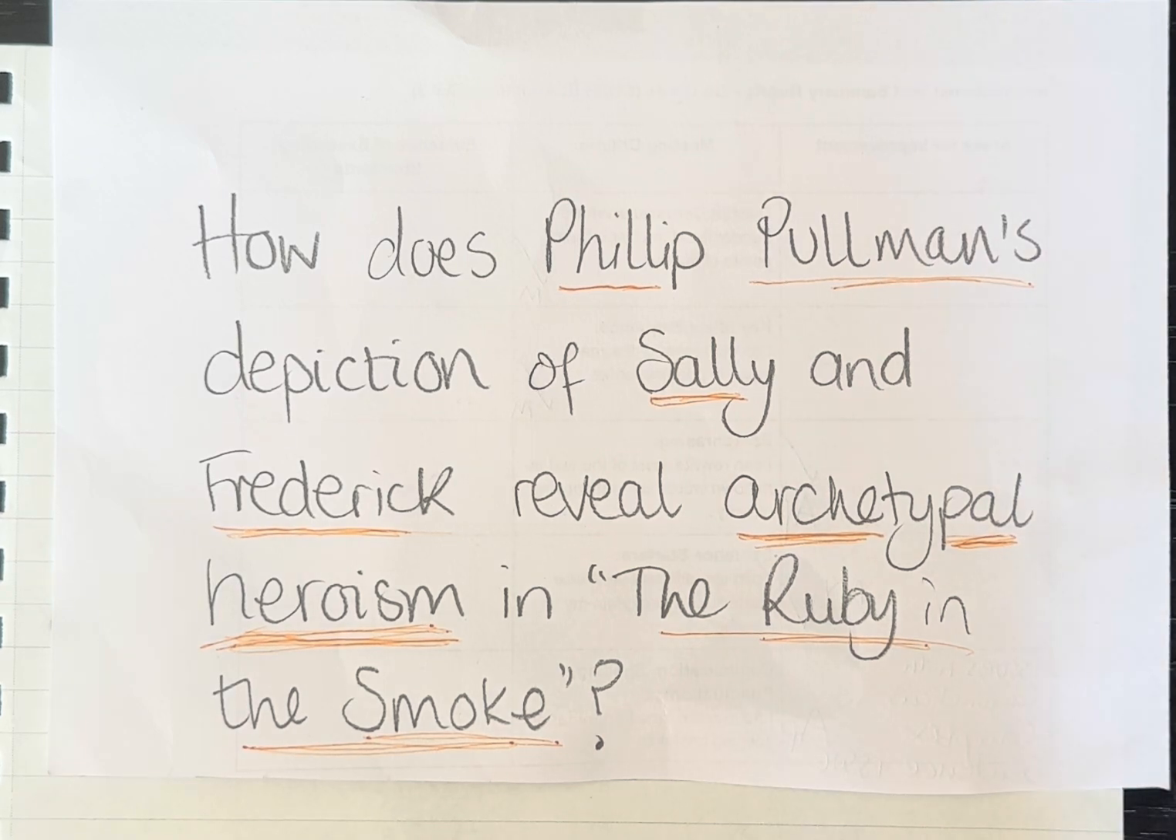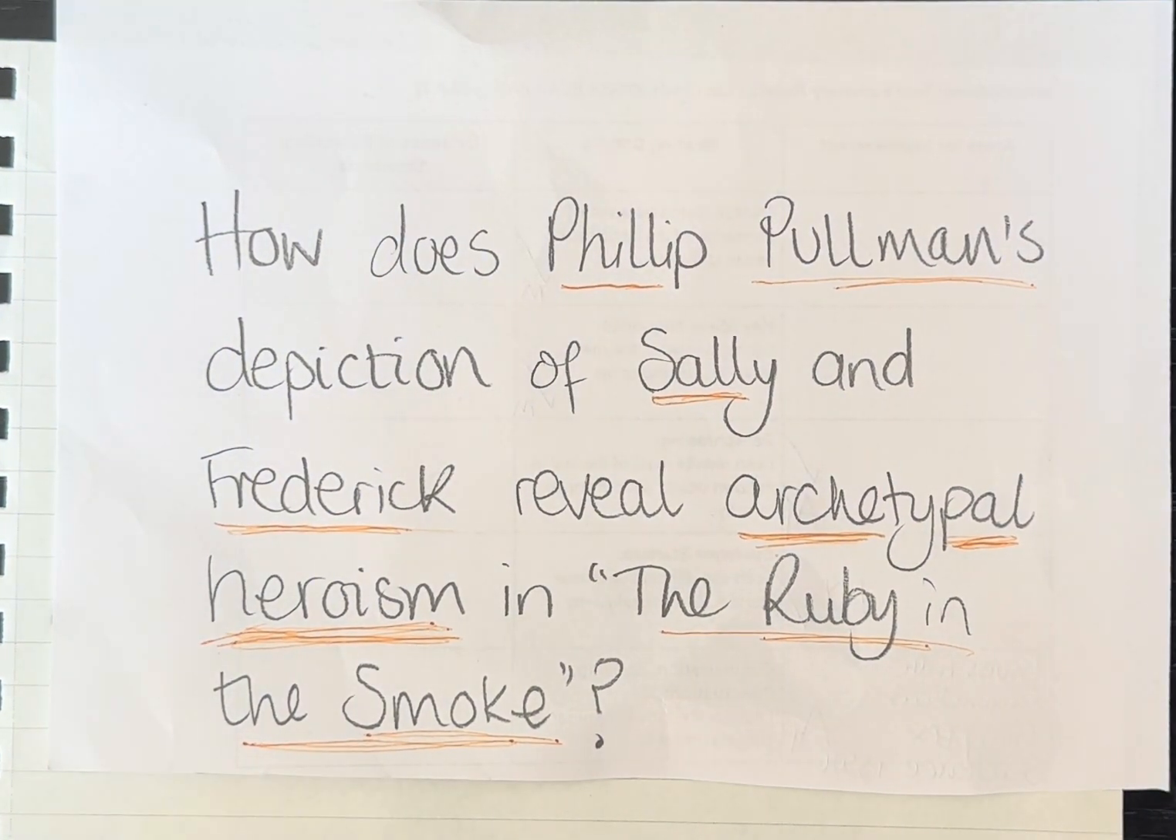Now this is the thesis statement question. The thesis statement question that you are answering is, how does Philip Pullman's depiction of Sally and Frederick reveal archetypal heroism in The Ruby and the Smoke?